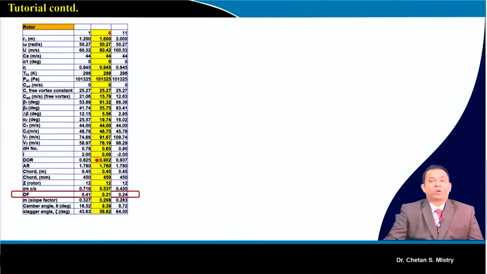We did our calculation at the hub station as well as the tip station, because we adopted the free vortex design approach. Based on this free vortex design methodology we came up with these numbers. If you look at them, the diffusion factor at the hub is coming to 0.41, and the diffusion factor at the tip is coming to 0.24.